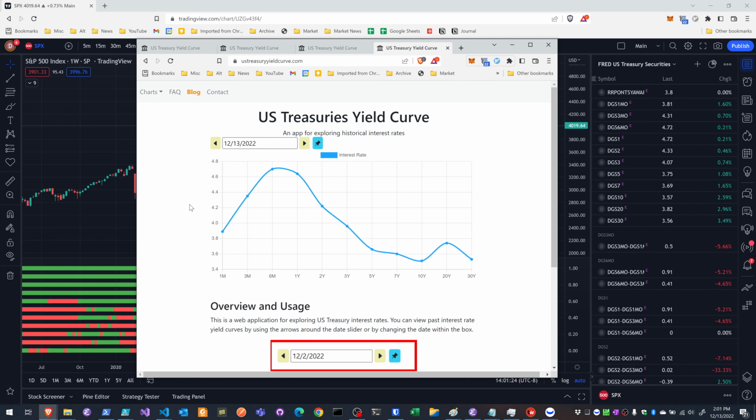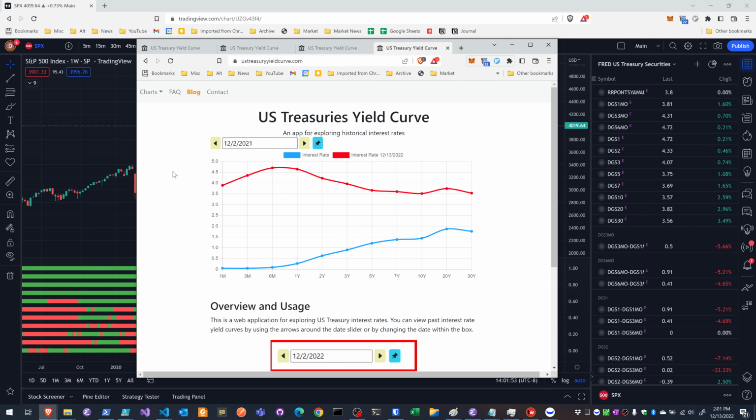Something else you can do with this site is compare yield curves over time by clicking this pin here. Let's say I want to freeze this one on December 13th. You hit the pin and it loads up another copy of the curve. Now you can scroll this one back in time and see how it moved with respect to the current one. You can even type in something like a year ago and compare how different they were. So the red one is the current one, the current date, December 13th, and the blue one is what we've been changing here.